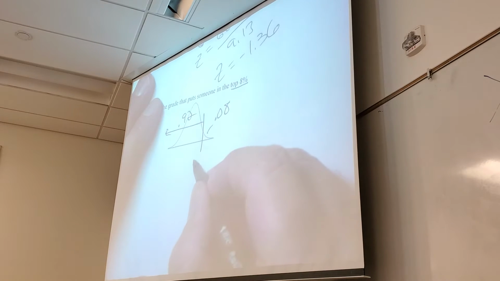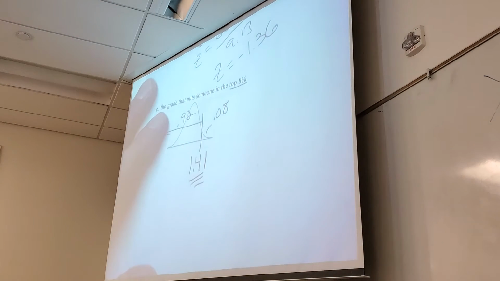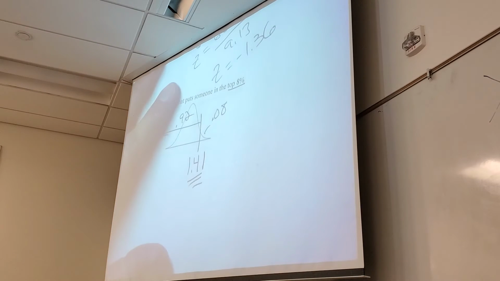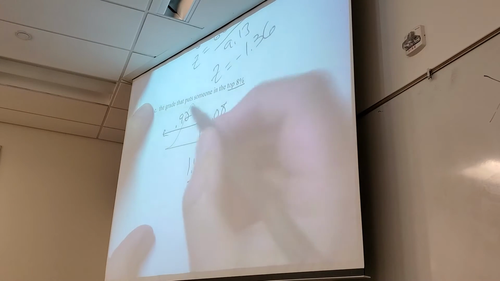So when you look it up, what z-score do you guys get? 1.41. You could do 1.405. That would actually be kind of beautiful because it's almost exactly in the middle. Do you have to? No. So then, is that the answer though? I kind of hope not.